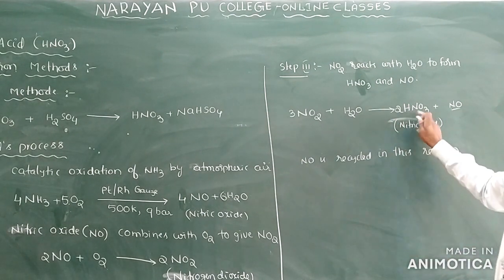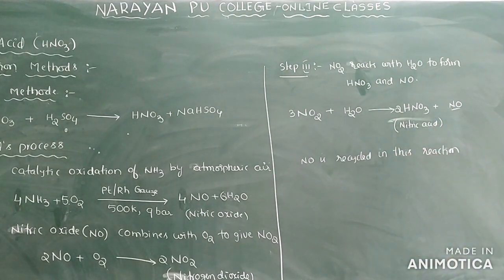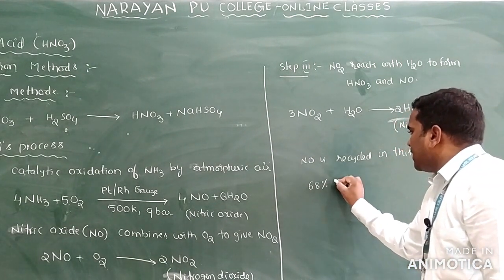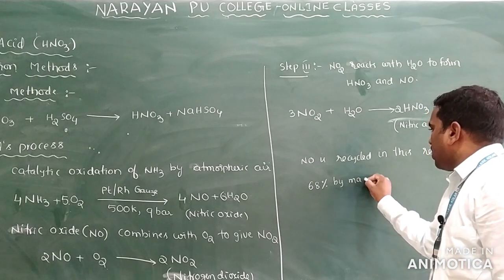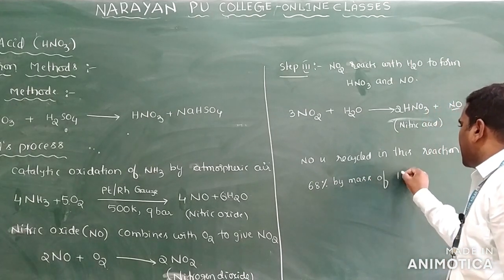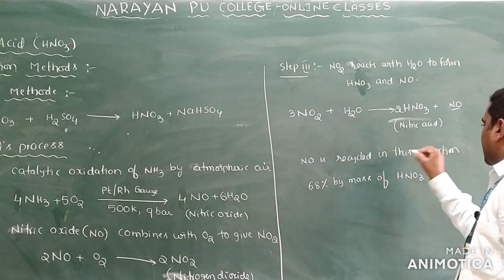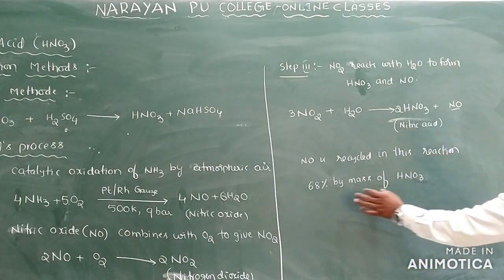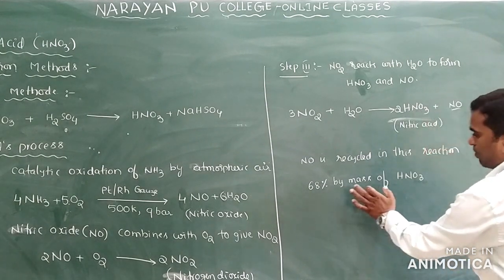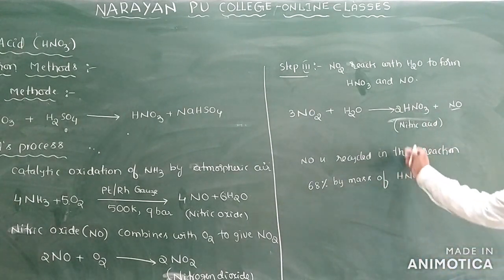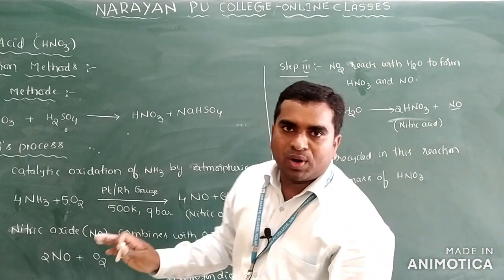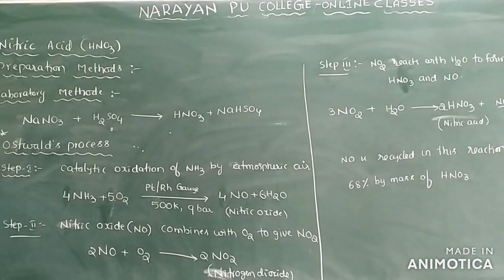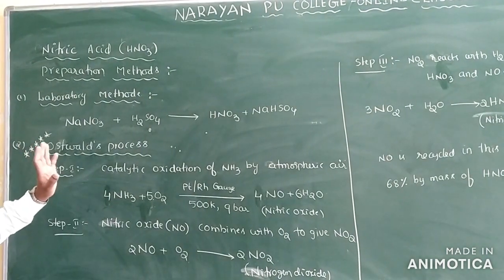Clear? So here by doing the distillation, you will get HNO3 at 68% by mass. By distillation we will concentrate the HNO3 up to 68% by mass. Clear? So this is about the preparation of HNO3 by the Ostwald process. Very important. This process is for your PU examination for 3 marks.